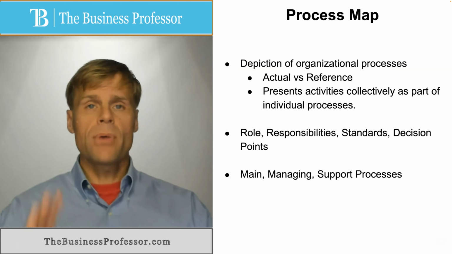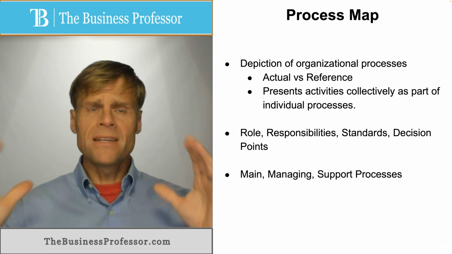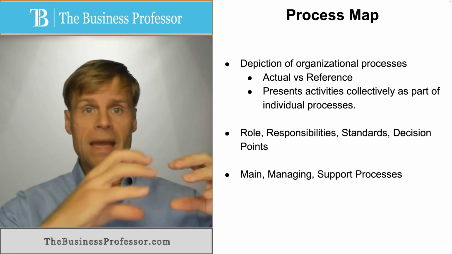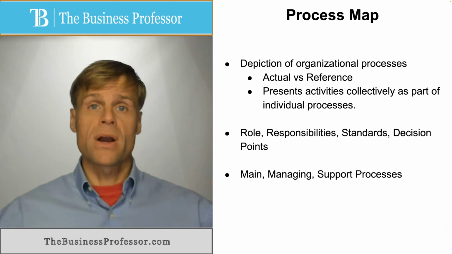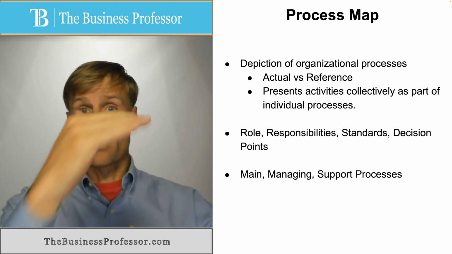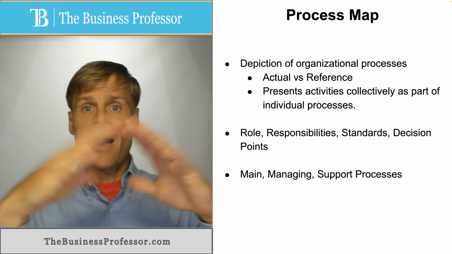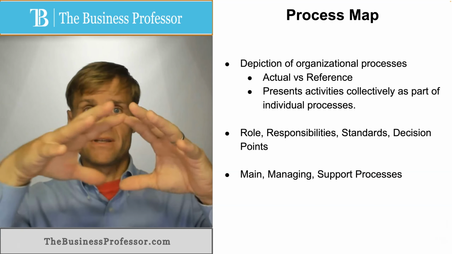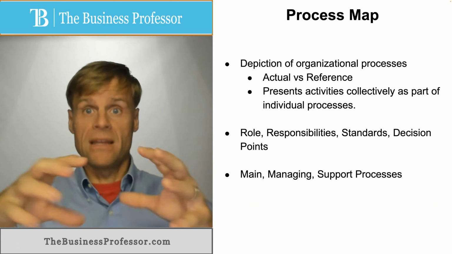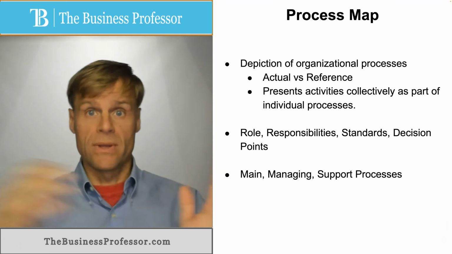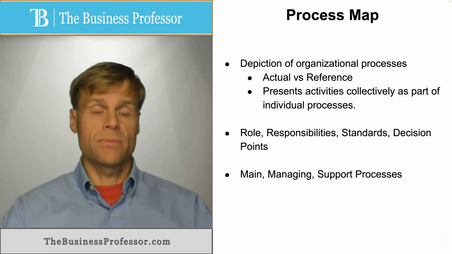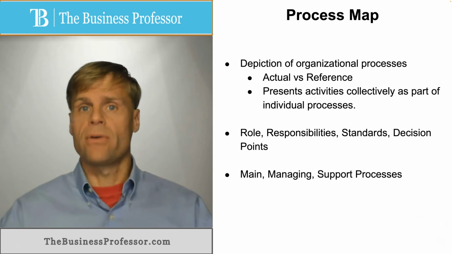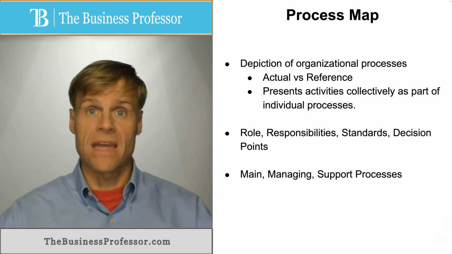Now, generally, the process map divides these processes into the main processes that go into the value creation process, the management processes, or how higher level management oversees the individual processes that go into input and output, and then the support processes, such as support functions in the organization: accounting, legal, finance, things of that nature.